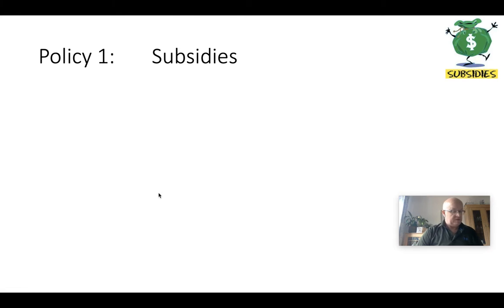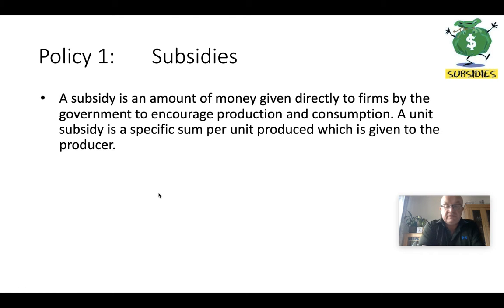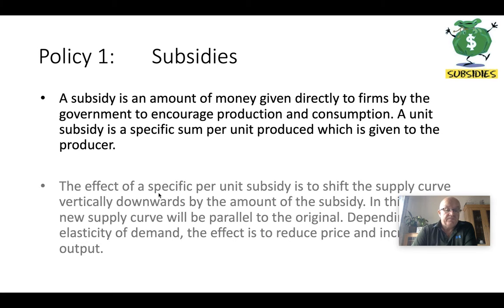So let's take a look at subsidies then. What are they? They're basically an amount of money given directly to firms by the government to try and encourage both production and consumption. Generally speaking, a subsidy is given to the producer, or in some cases also the consumer, to encourage consumption. A unit subsidy is a specific sum per unit produced, which is given to the producer, but in some cases it can also be given to the consumer, as we'll see.